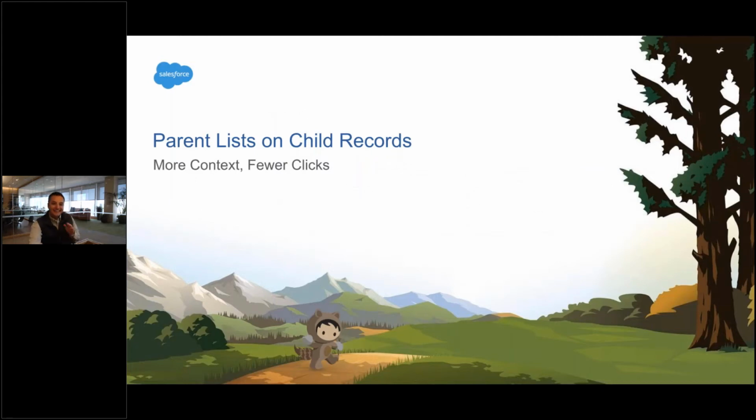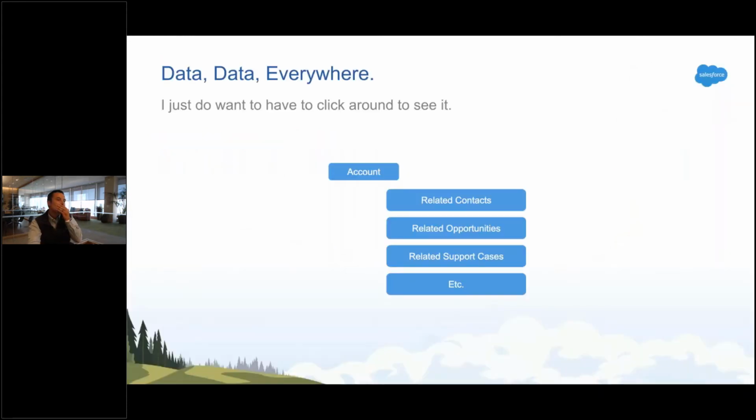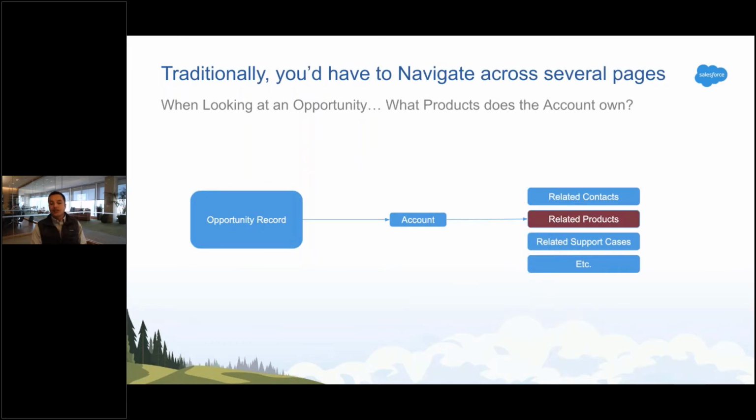All right. This one, you got to hang with me for a second because it might not make sense, but it's very, very convenient. So think about your account record. Your account has a bunch of related stuff. It's got related lists, all the contacts related to the account, all the opportunities related to the account, all the cases, all whatever. Well, what if you're on an opportunity and you want to see all the products on the account or all the contacts on the account or all the cases on the account?